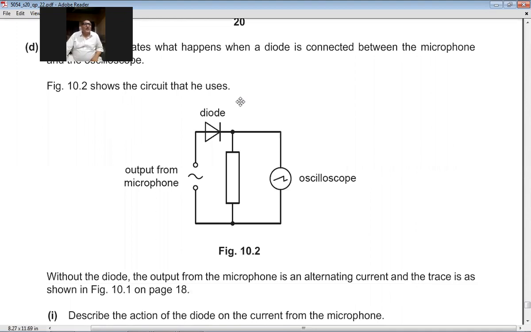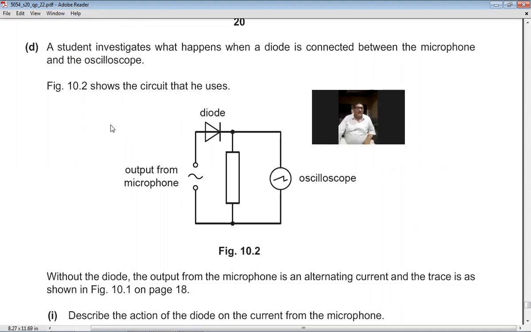Okay, so now we are on question number 10D. A student investigates what happens when a diode is connected between the microphone and the oscilloscope. Figure 10.2 shows the circuit that is used. You see where we have connected a diode, and a diode is such a thing that it only allows the current to flow in one direction.